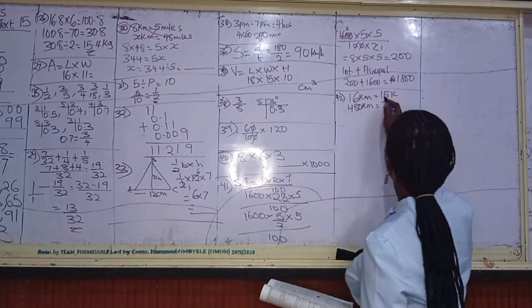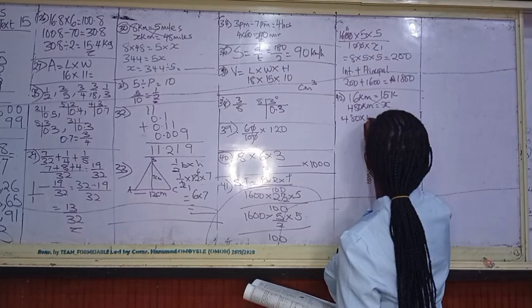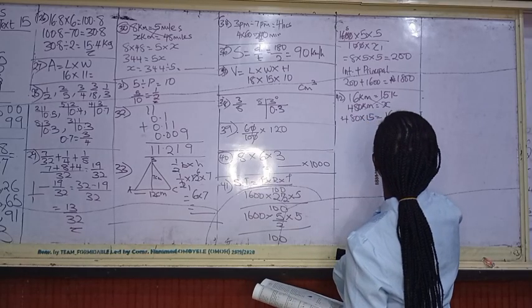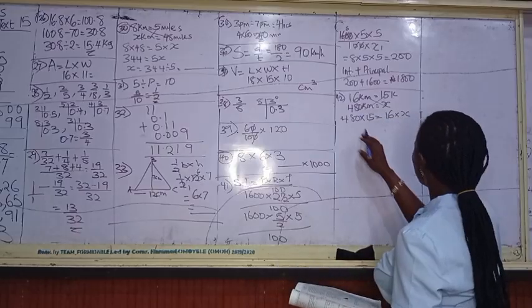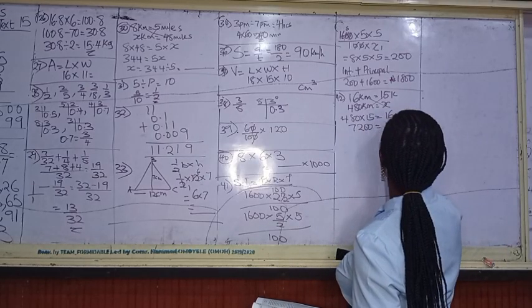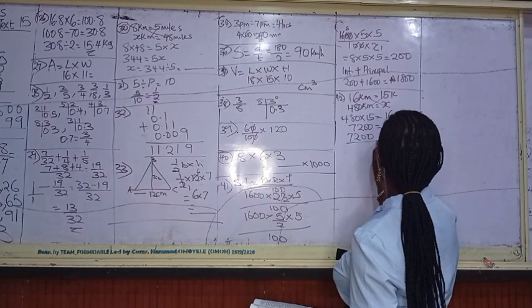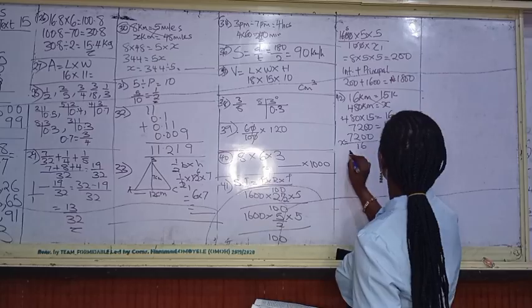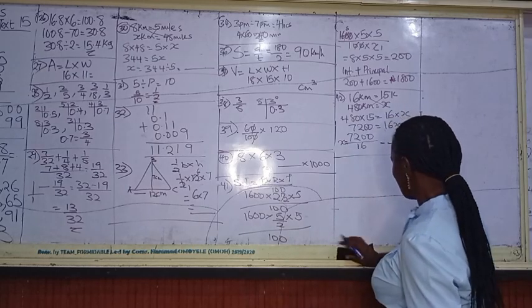The first thing you will do is to cross multiply. That will be 480 multiplied by 15 is equal to 16 multiplied by x. So 480 multiplied by 15, that is 7200, is equal to 16x. 7200 divided by 16, x is equal to. So whatever answer you get is your final answer.